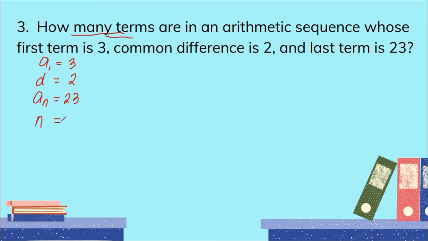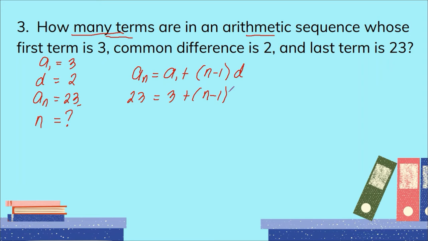Okay? So, ano yung n natin? So, to solve this, we are going to use the formula of arithmetic sequence, which is a sub n is equal to a sub 1 plus n minus 1 times the common difference. Okay? And then our given, we have a sub n, which is 23, a sub 1, which is 3, plus n, we don't know n, minus 1 times d, which is 2. So, yan, meron na tayong 23 equals 3 plus the quantity of n minus 1 times 2.